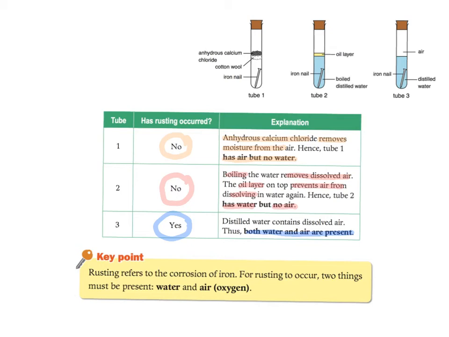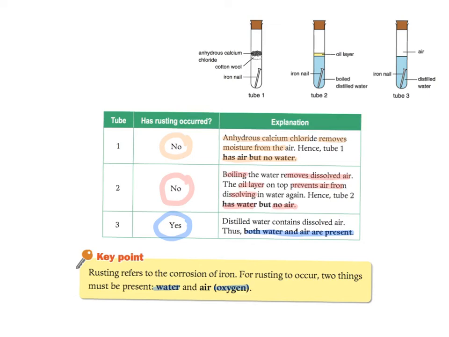So you'll find that for the necessary condition for rusting to occur, we need to have 2 things. One, we need to have water. Second one, more precisely, we need to have oxygen. So in the presence of water and oxygen, rusting will then occur.